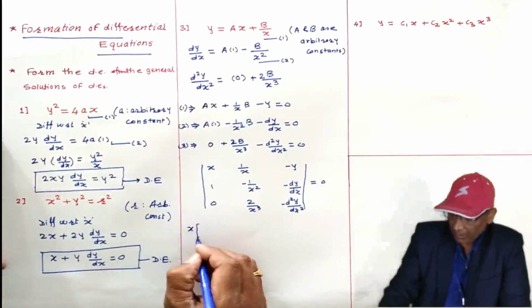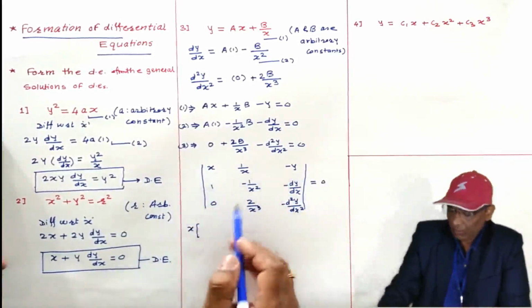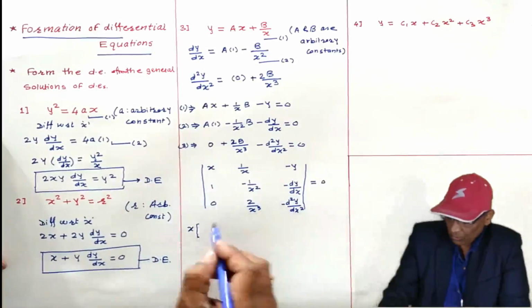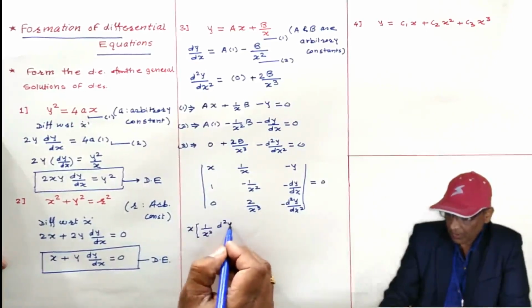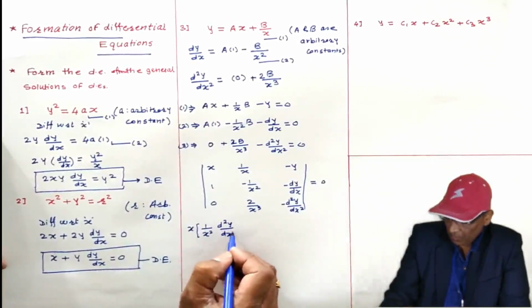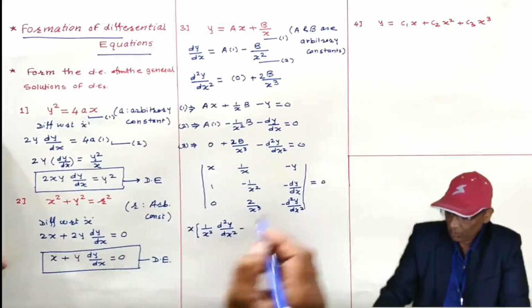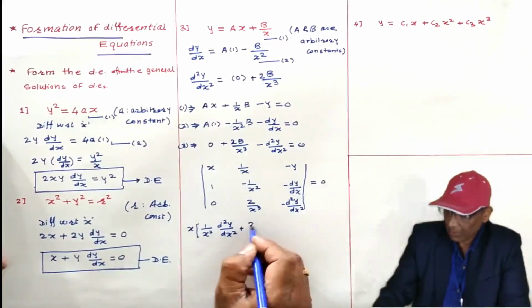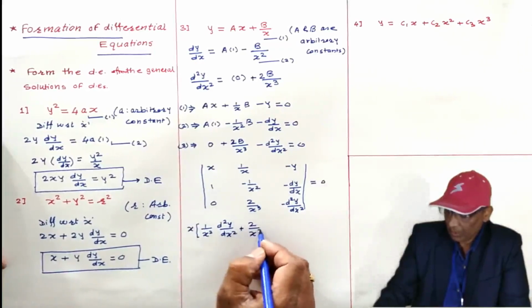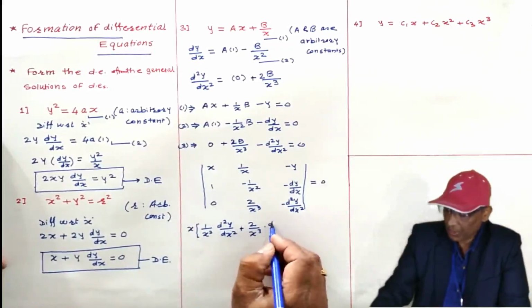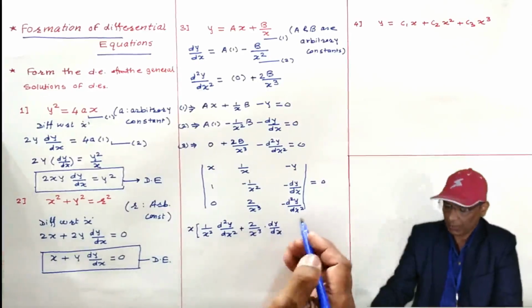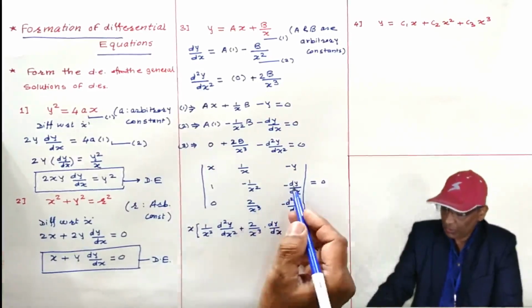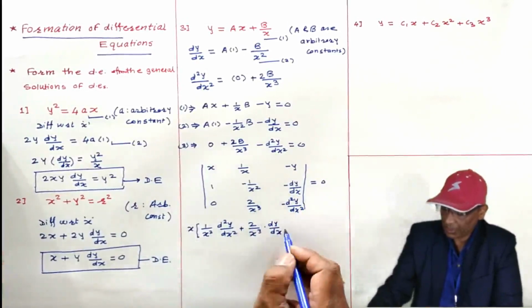Say x multiplied by, leave this row and column. Minor of x means the product of these two: 1 by x square d2y by dx square, minus the product of these two. Minus minus will be plus. I am writing directly because in previous years you have had a lot of practice on determinants. Product of these two minus product of these two. Okay, minus minus becomes plus now.